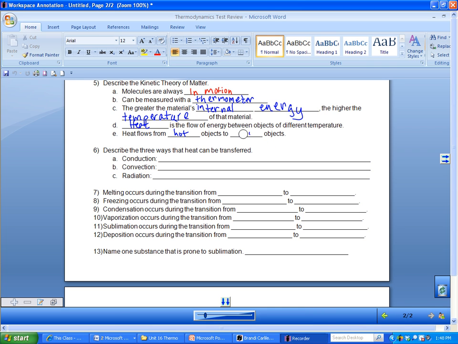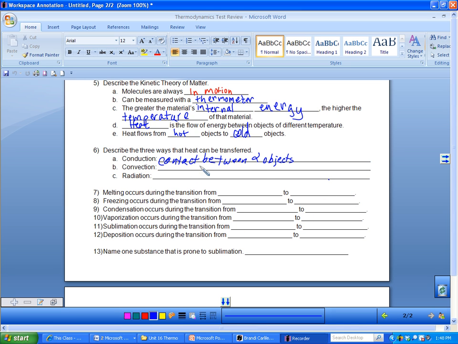Oh, sorry, that looked terrible. Cold. All right. Describe the three ways that heat can be transferred. Conduction means that we have to have contact between two objects. And heat is going to flow from the hot to the cold.